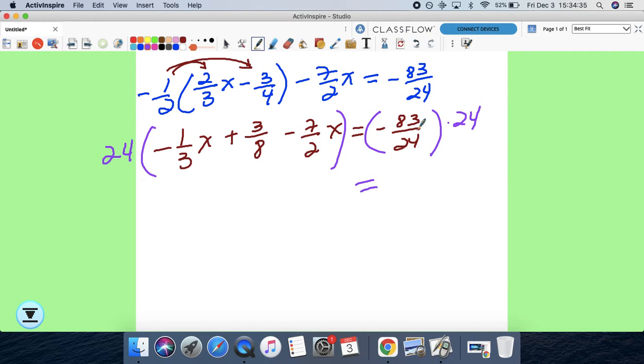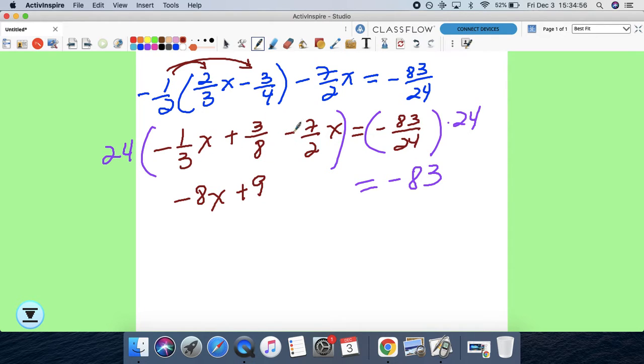Let's do the easy side first, which is the right side. 24 simplifies, crosses out, simplifies to 1, and I'm left with negative 83. On the left side, 24 times negative 1/3 x is just negative 8x. I said 23, I meant 24. 24 times 3/8 is going to be 9.